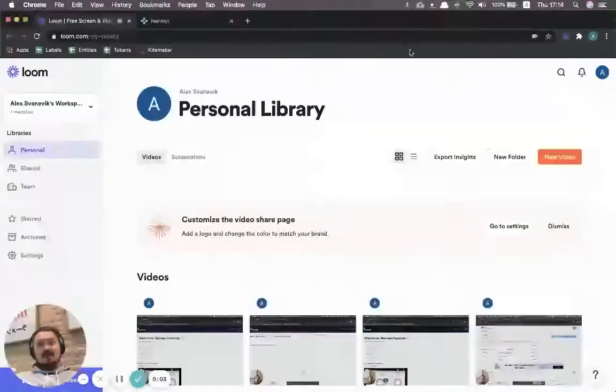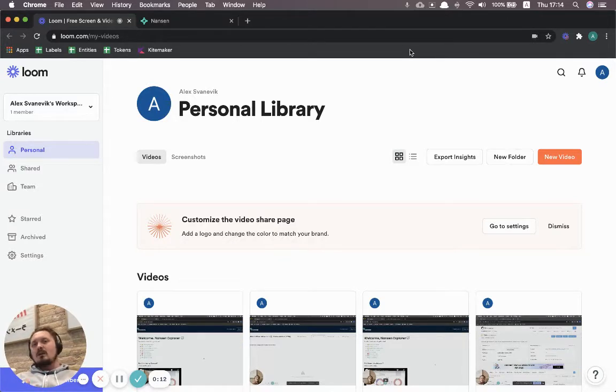Hello, Nansen Explorer. Many people ask us if we can show them specific things that people have done with Nansen. So how they've made Nansen work for them in a specific scenario.